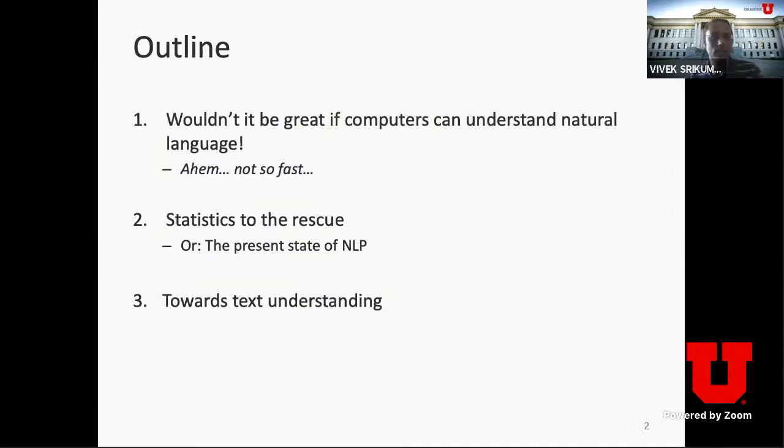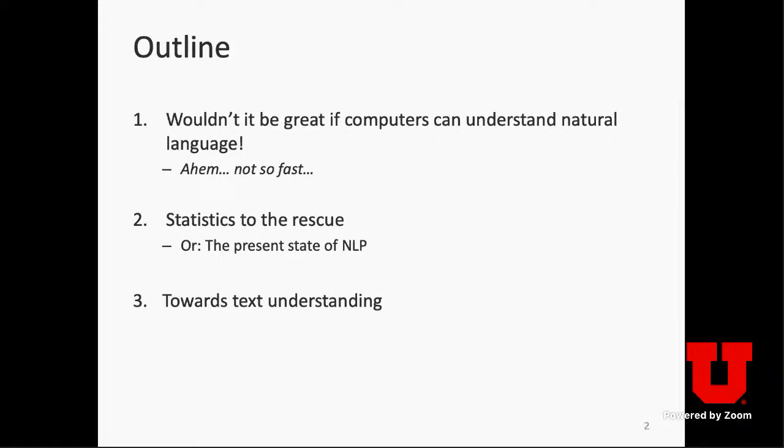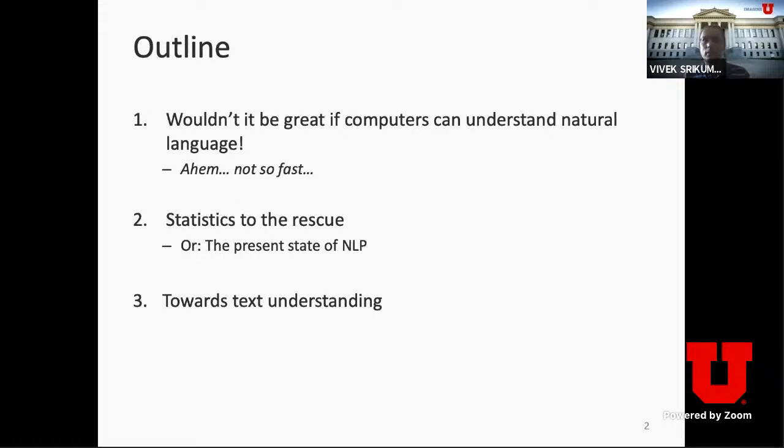So the idea here is we want to make computers understand natural language. Turns out it's not that easy, and people have been trying this for the last 50 plus years. And something remarkable happened in the last 20 years, which was the use of statistics and data science. And that's where we are in the present state of NLP. Towards the end, I'm going to talk about what text understanding means and what we can do with these things.